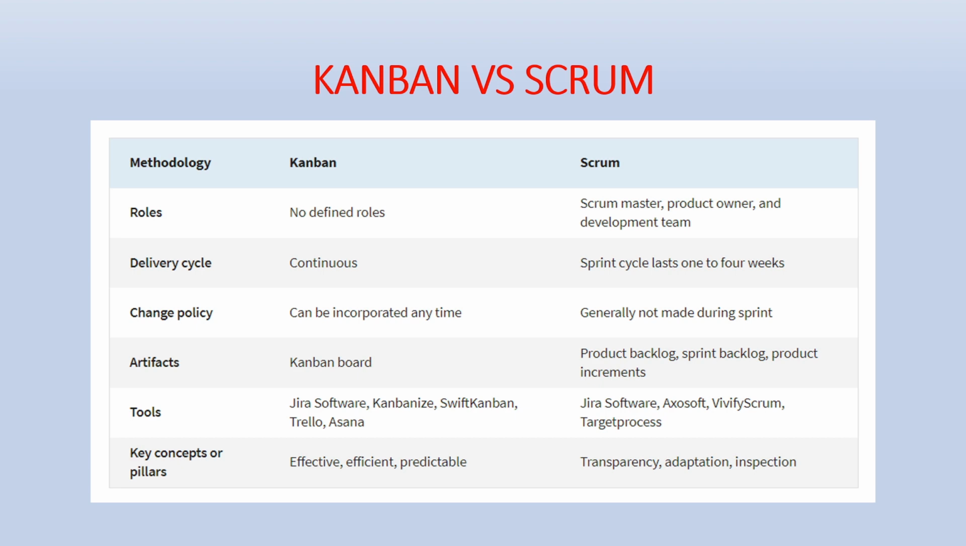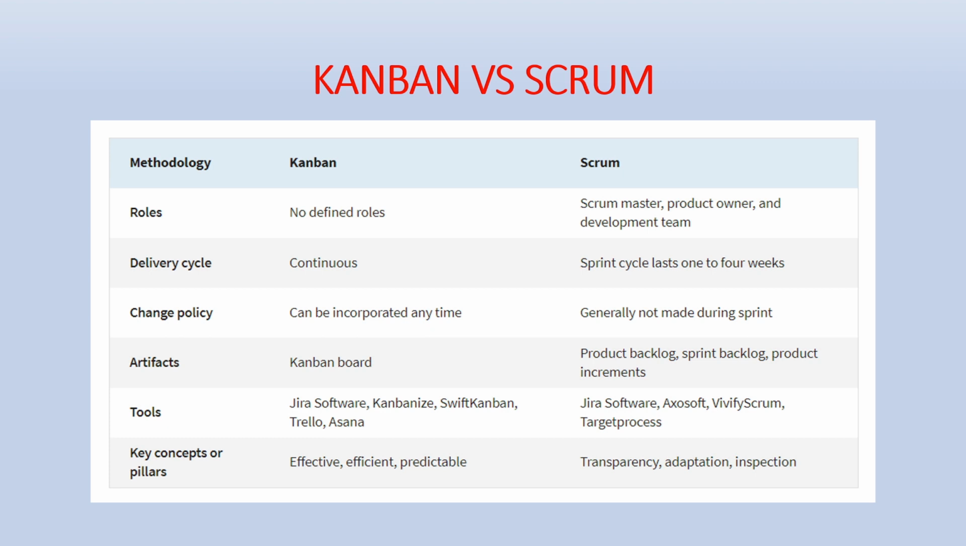If any change comes, in the Kanban, it can be incorporated at any time. In Scrum, during the sprint, we will not take the change, but after the sprint, we will take it. Artifacts: in the Kanban, we just have the Kanban board, but in Scrum, we have product backlog, sprint backlog, and product increments.